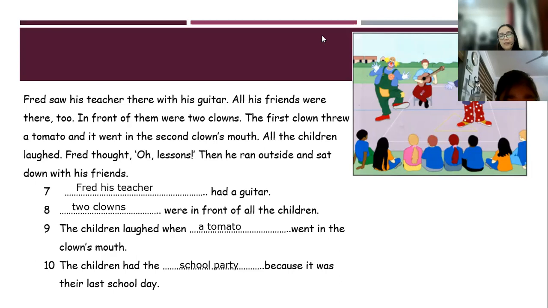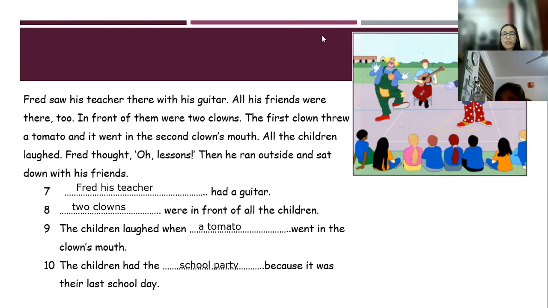Okay, can you read it, baby? You are on mute, baby. Fred saw his teacher there with his guitar. All his friends were there too. In front of them were two clowns. The first clown threw a tomato and it went in the second clown's mouth. All the children laughed. Then he ran outside and sat there with his friends.